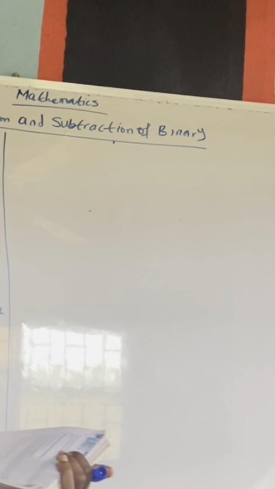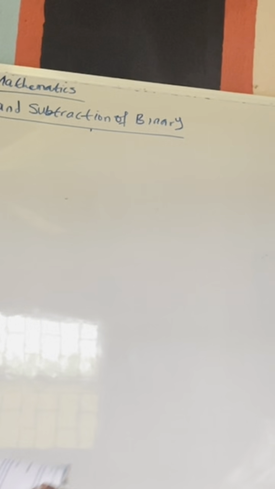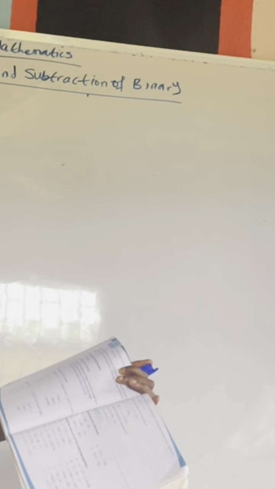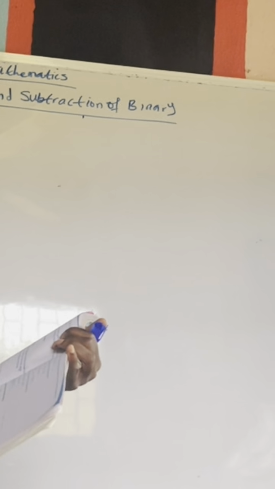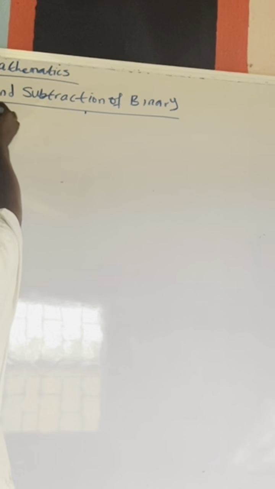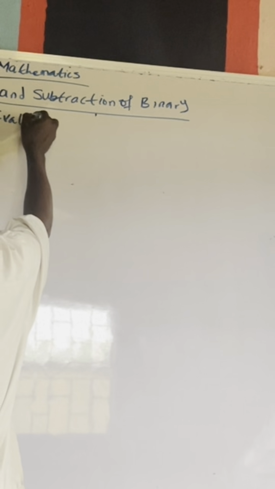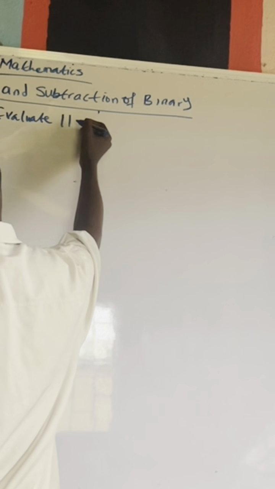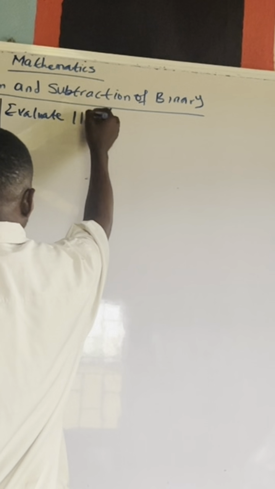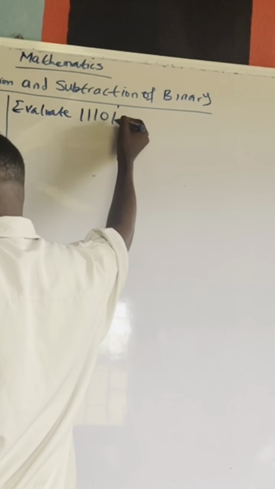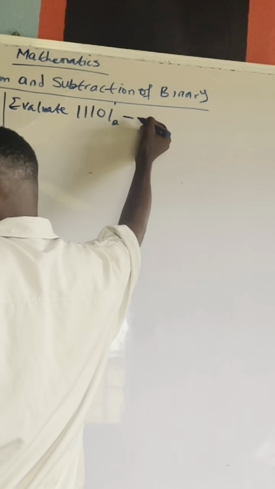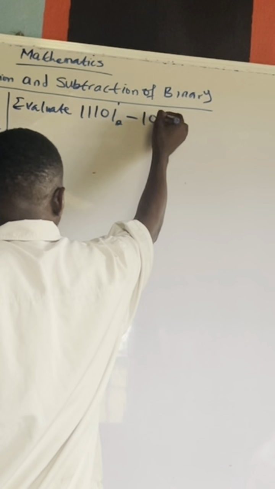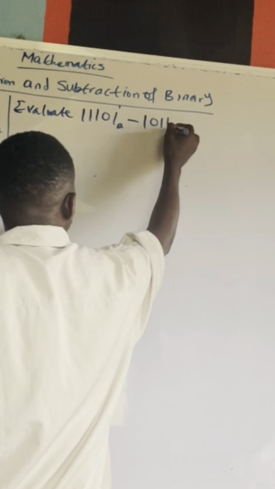All right, so let's have the subtraction aspect of it. The one we did first was what? Addition. Let's have the subtraction. How to solve the subtraction of binary? So we are asked to evaluate 1, 1, 1, 0, 1 base 2 minus 1, 0, 1, 1 base 2.